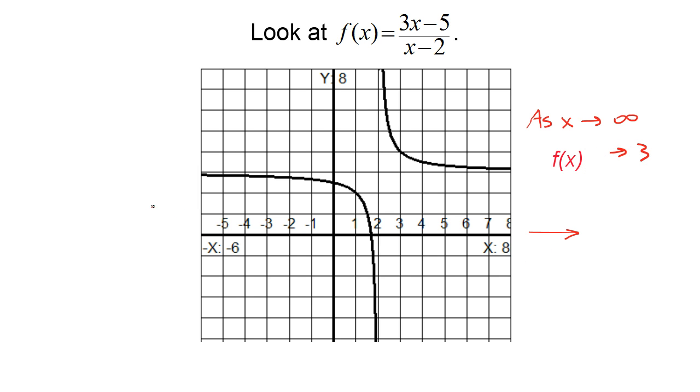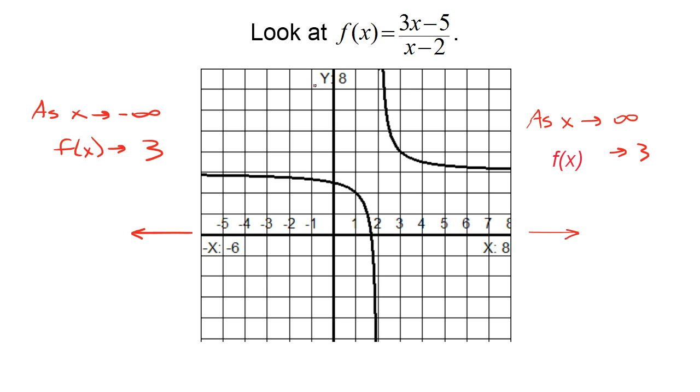All right, let's see what happens going the other way. As x gets very large in the negative sense, it looks like my graph again, my y values are a little bit less than 3, but they're getting very, very close to 3. So in that case, we would say as x approaches negative infinity, f of x, which are my y values, also approaches 3.